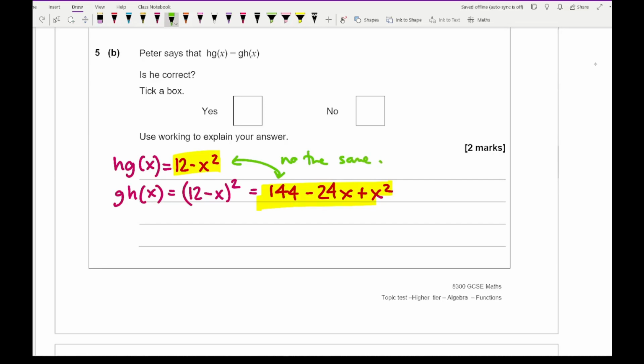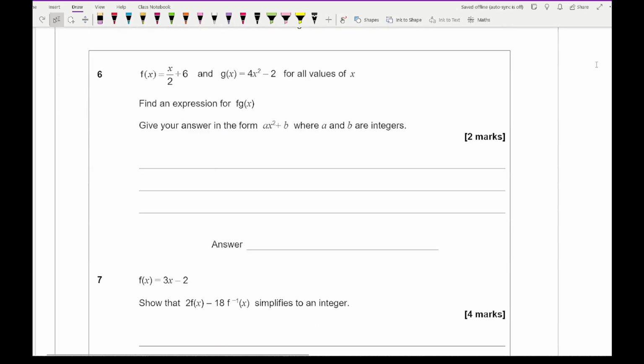So is Peter correct? No, he is not. Moving on to question 6, it says f of x equals x over 2 plus 6, g of x equals 4x squared minus 2 for all values of x. Find an expression for fg of x. Give your answer in the form ax squared plus b, where a and b are integers.